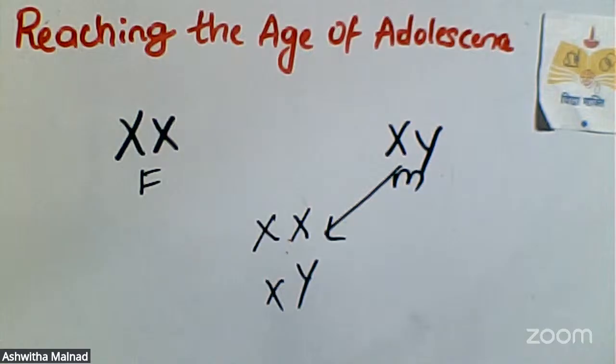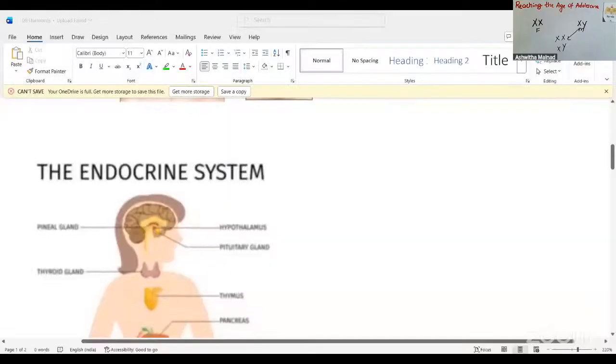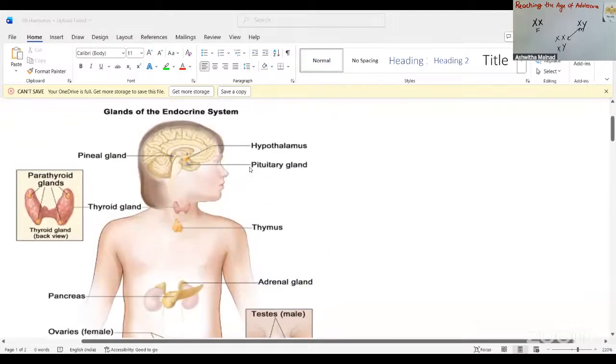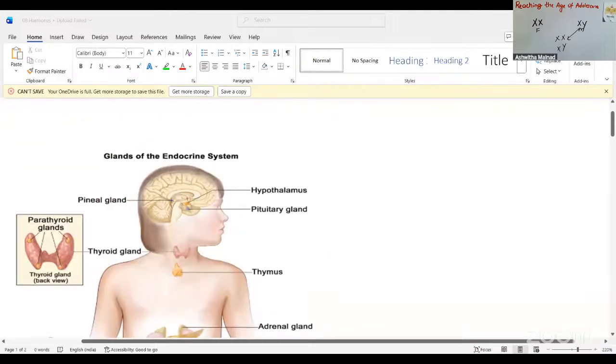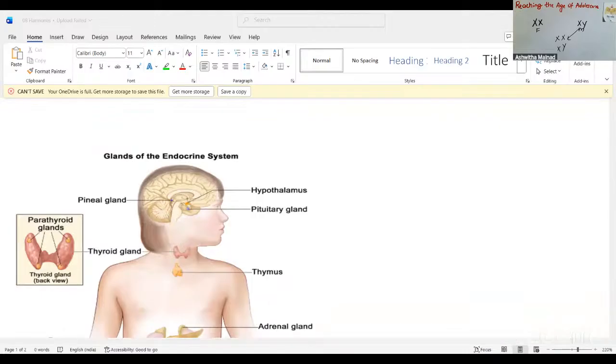Okay, let me quickly share my screen. Hope you all can see my screen here. Yes, we have various glands that are present. We call this the endocrine system. As per your textbook, you have the endocrine glands mentioned, where you have the pituitary gland, thyroid gland, adrenal gland, pancreas, and the ovary in the female and testis in the male. So this is how the hormones have been mentioned other than the sex hormones.